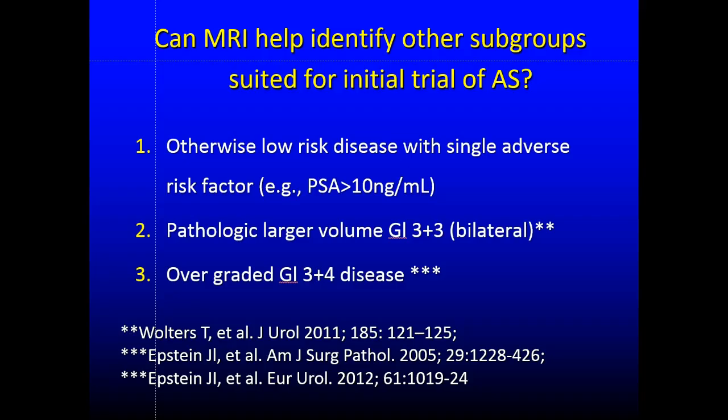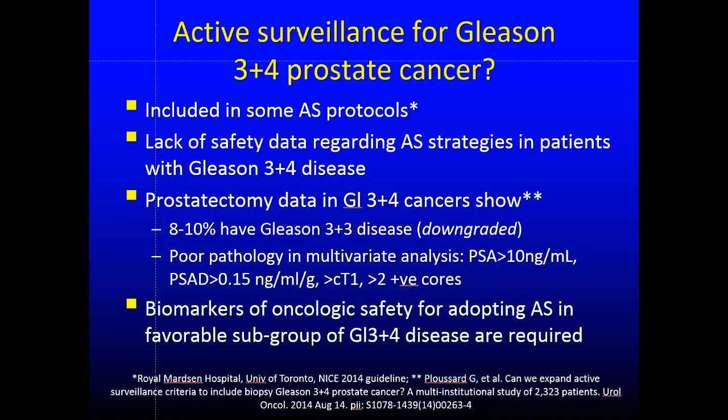The other thing one might ask is, can MRI help us to identify other subgroups that may be suitable for active surveillance? So these are patients, for example, with Gleason 3+3 disease who have a single risk factor that stops them being classified as low risk, so a PSA of greater than 10. What about pathologically larger volume T3 disease with bilateral involvement? What about patients with Gleason 3+4 disease? Well, let's look at these Gleason 3+4 disease patients.